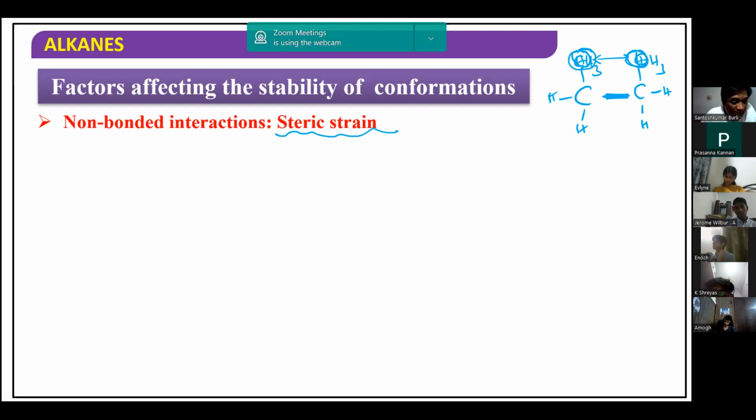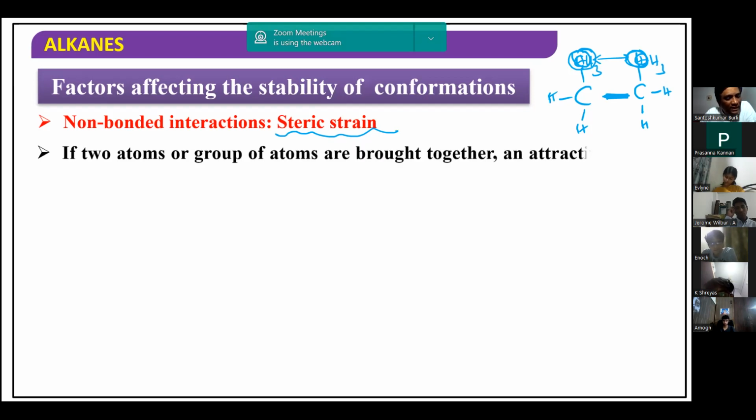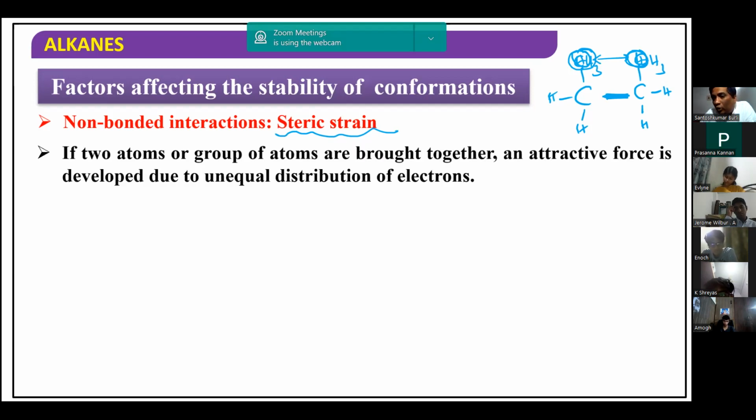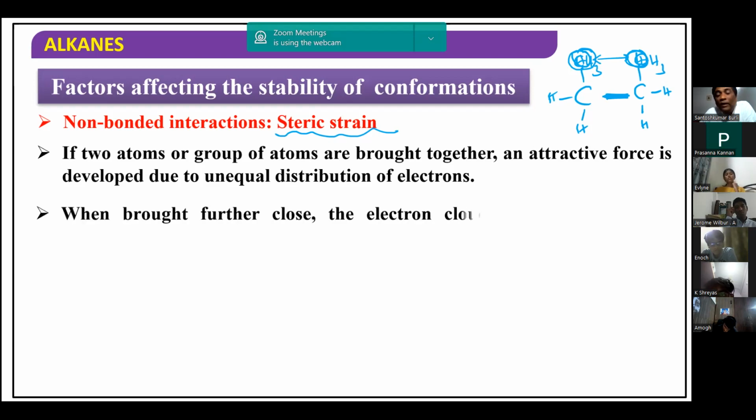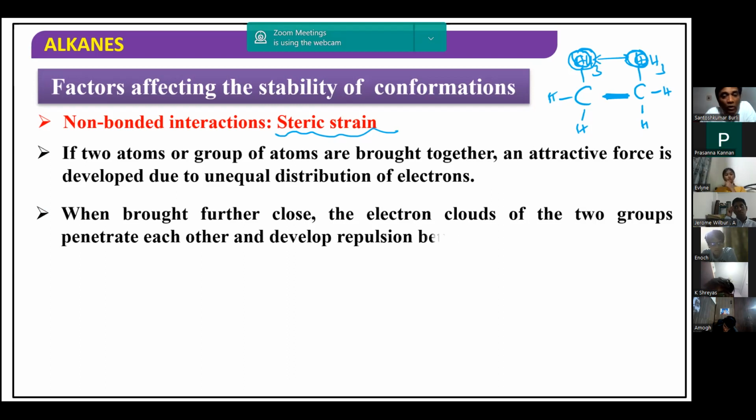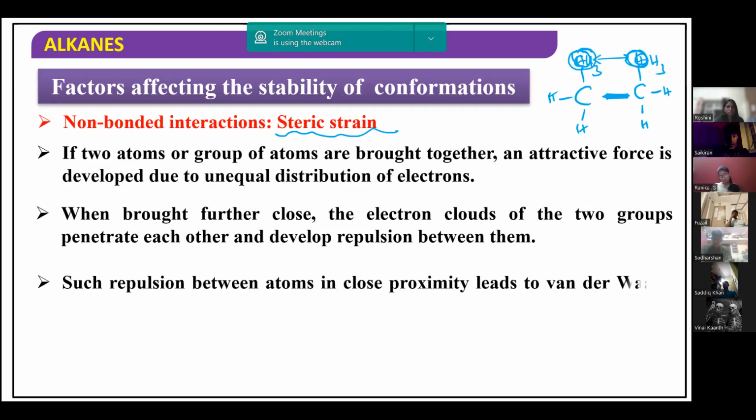So for stability, steric strain is also considered when the size of the atoms or groups attached to the carbon-carbon single bond is larger. Only then will steric strain come into picture. If two atoms or groups of atoms are brought together, an attractive force develops between unequal distributions of electrons. Similarly, because of size, repulsive interaction may also be possible between them. If the size is very large, there will be a large repulsive interaction between the groups or atoms. That will cause steric strain among them, and the stability of that molecule is going to decrease.